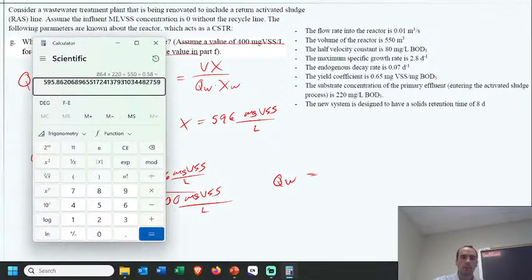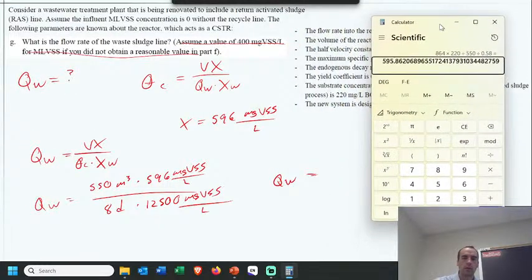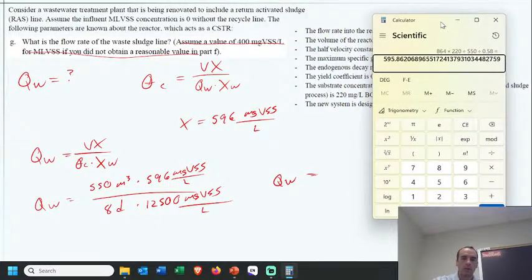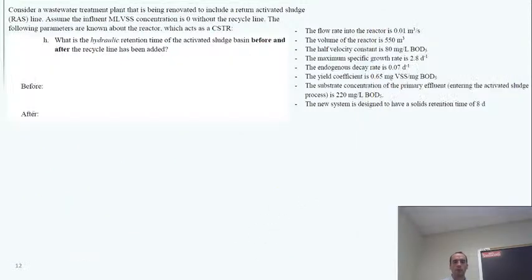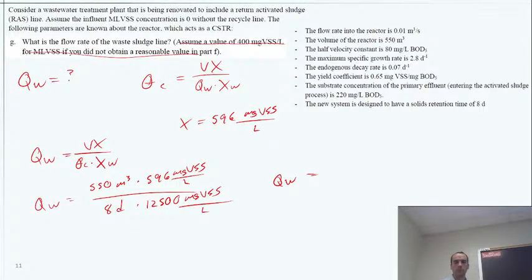So we'll take this. We'll say this is that number times 550 divided by 8 divided by 12,500. So QW should end up being about 3.3 cubic meters per day. Okay, makes sense?